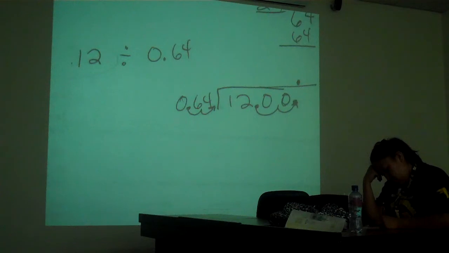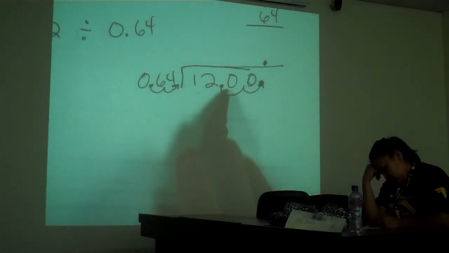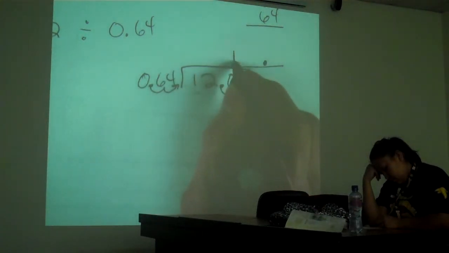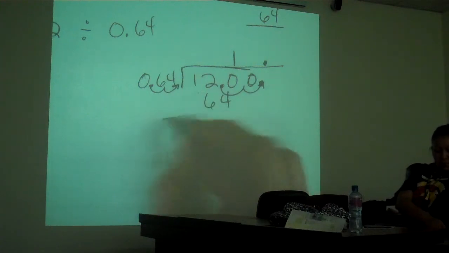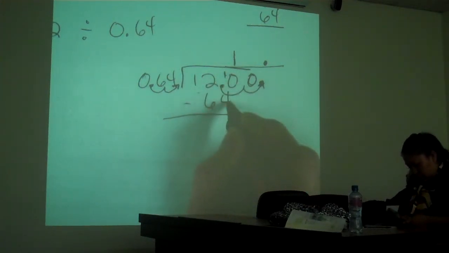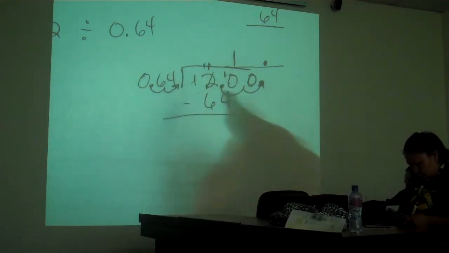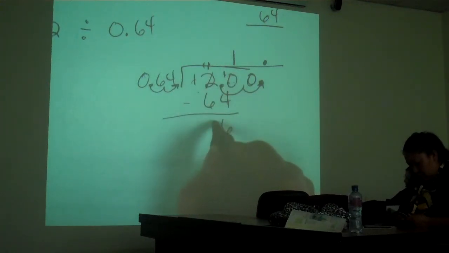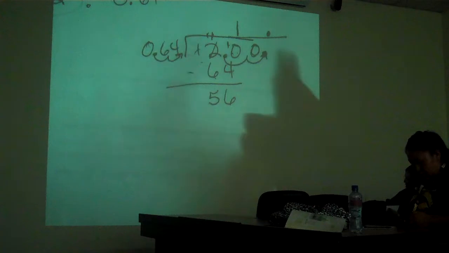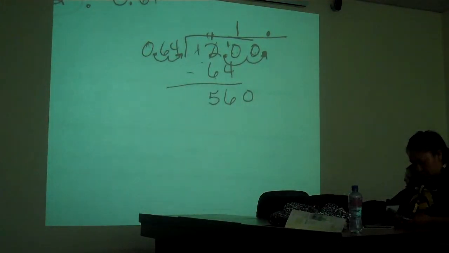Okay, 64, it will not go into 12. How about 120? Yes. Not quite 2, is it? It's just 1. 1 times 64. Now we need to borrow to make this 10, so we have to borrow from this one, which is 11. Okay, 10 minus 4 is 6, 11 minus 6 is 5. Okay, bring our 0 down, 64 into 560.